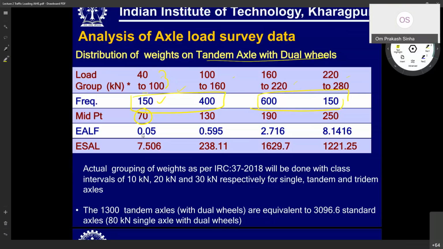No, that depends on your load distribution. If you have heavier vehicles, more heavier vehicles and fewer lighter vehicles.